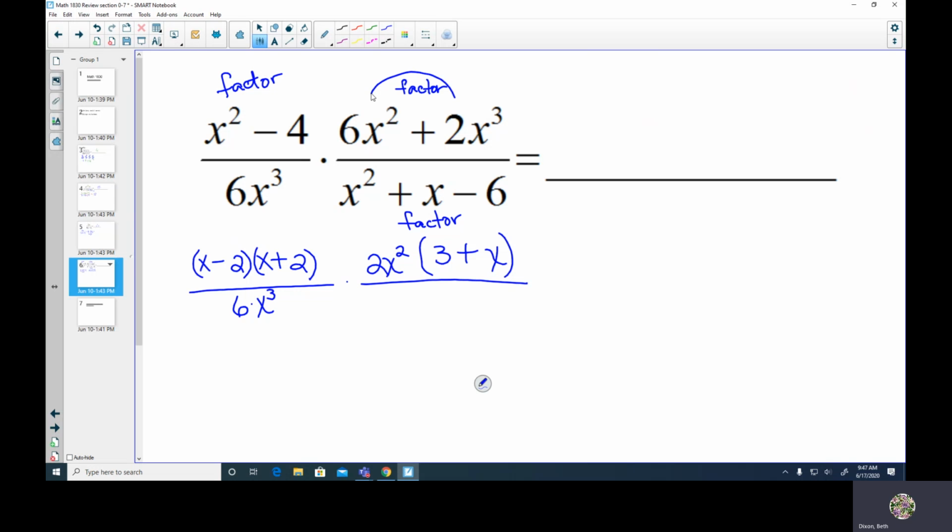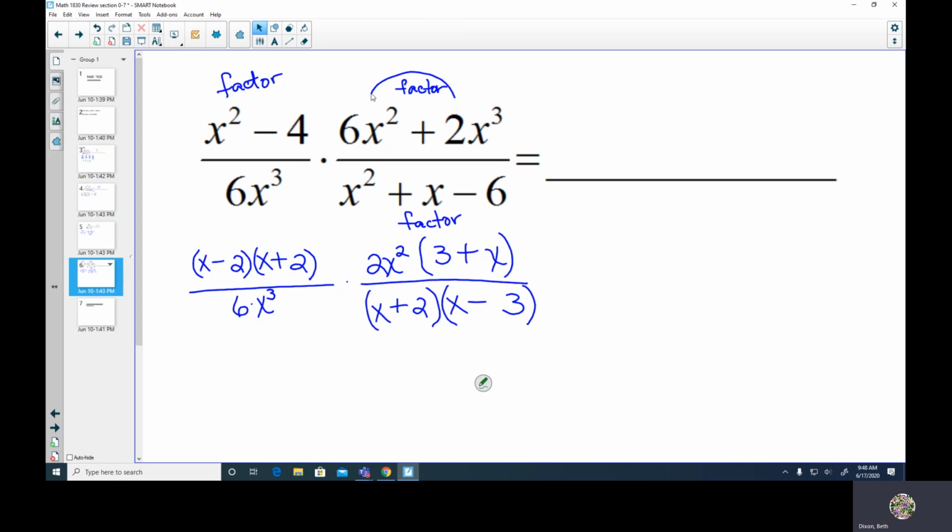On the bottom, we have x squared plus x minus 6. Since the leading coefficient is 1, I can draw my 2 parentheses, then write in my 2 x's. My last term is negative, so I'll have one sign of each, and my number is 6. So 6 is 1 and 6 and 2 and 3, and I want to subtract to get 1, so that will be 2 and 3. So if I put a 2 and a 3, I then need to check my answer.